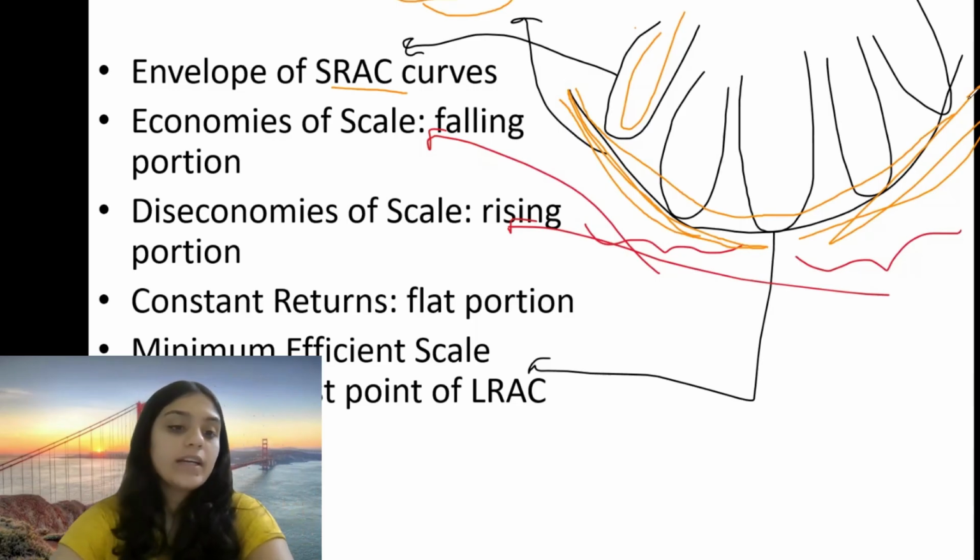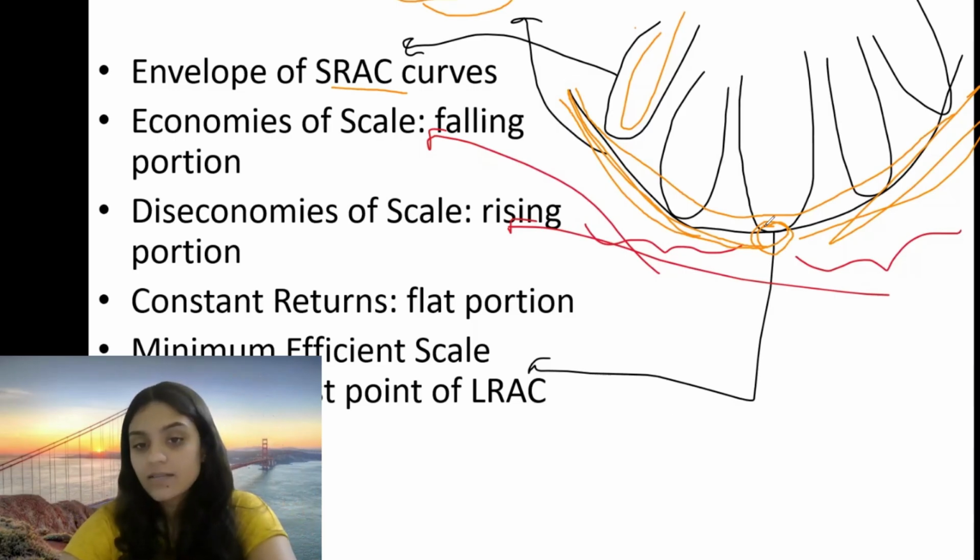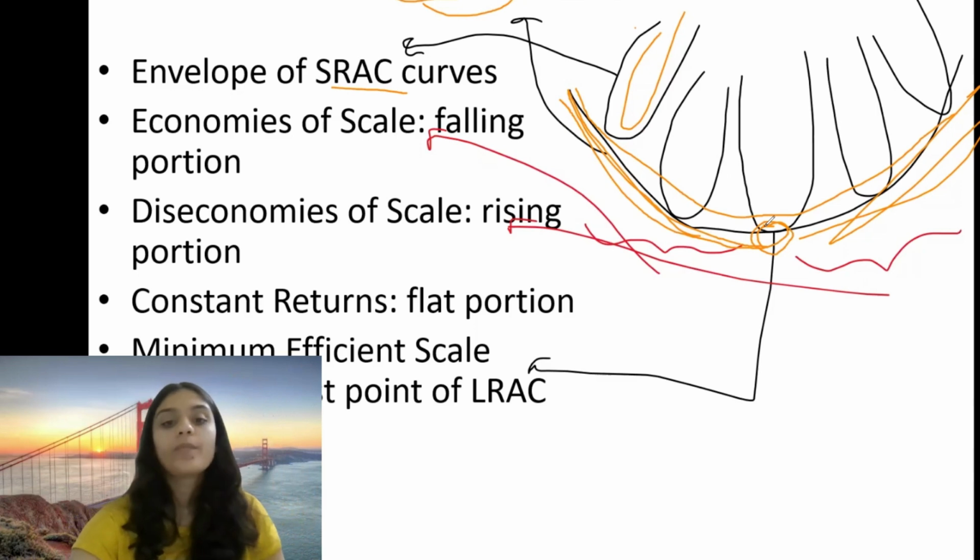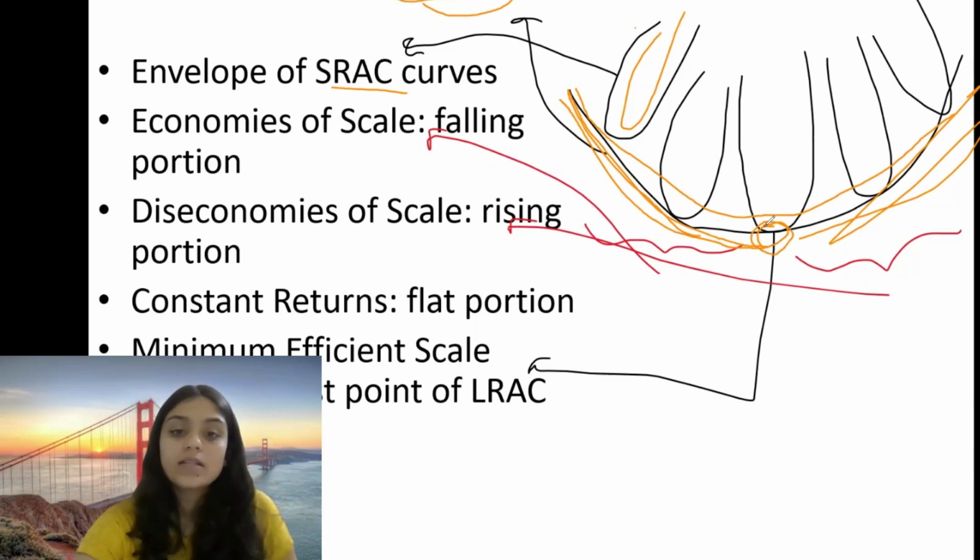Now, there is one more pointer, that is minimum efficient scale. This exact point represents minimum efficient scale. What is this? It is the lowest point on the LRAC curve, where long run average cost is minimized, the lowest cost that they can show. Beyond this point, the firm has exhausted all of its economies of scale and diseconomies of scale set in.